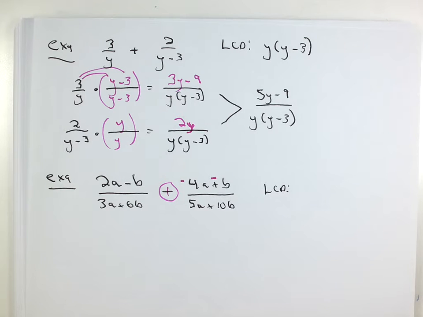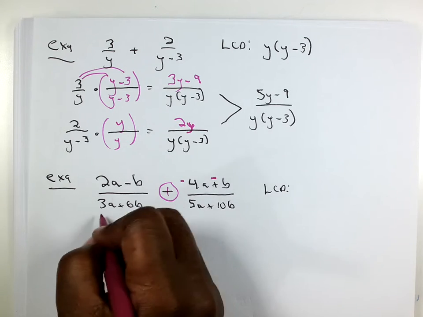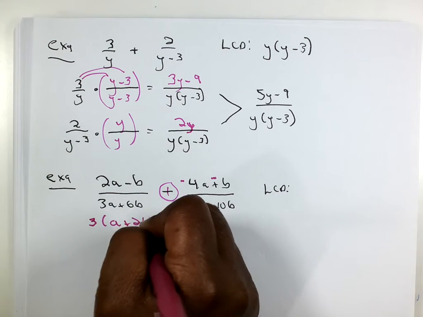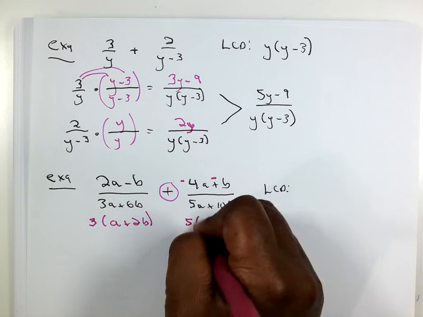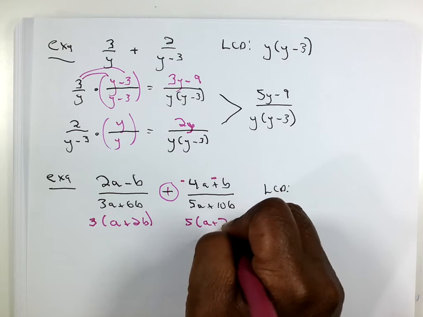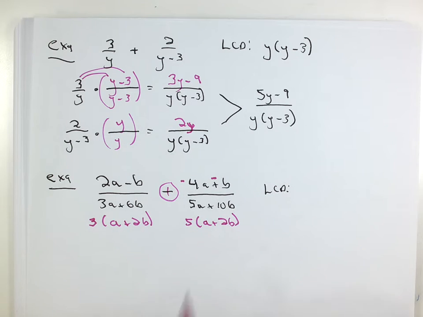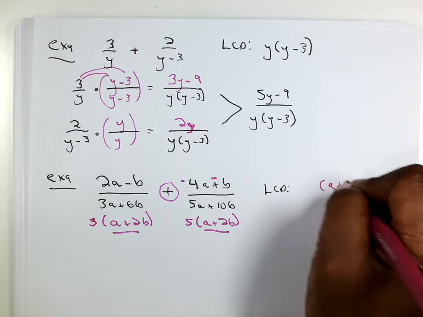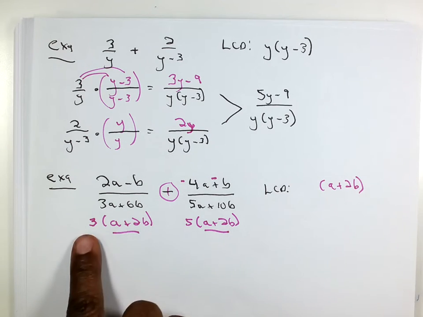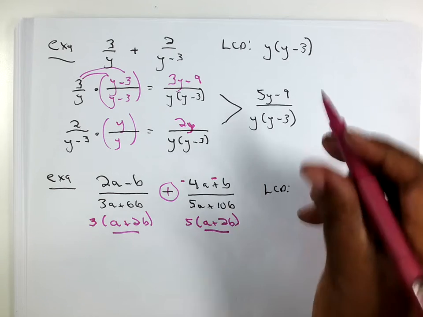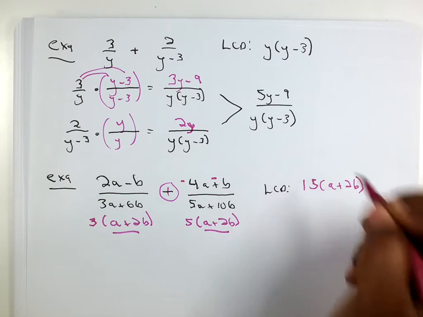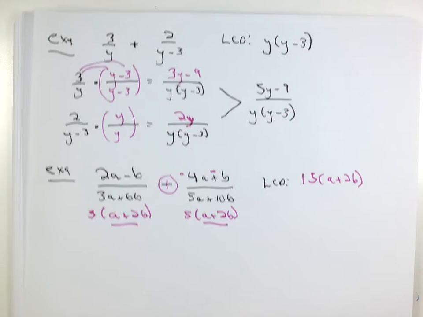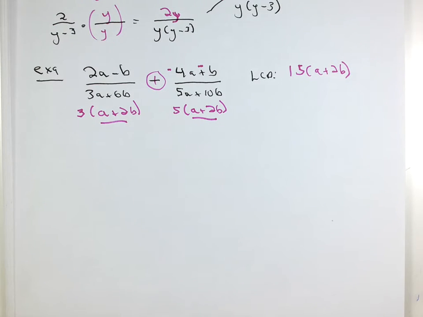So let's factor these denominators. This first one has a common factor of 3, and that would leave me a plus 2b. This one has a common factor of 5, and that would leave me with a plus 2b. So they have this in common. So I know a plus 2b is part of it, and then I have a 3 here and a 5 here that's not accounted for. So multiply those together and I get 15. So our LCD is 15 times a plus 2b.